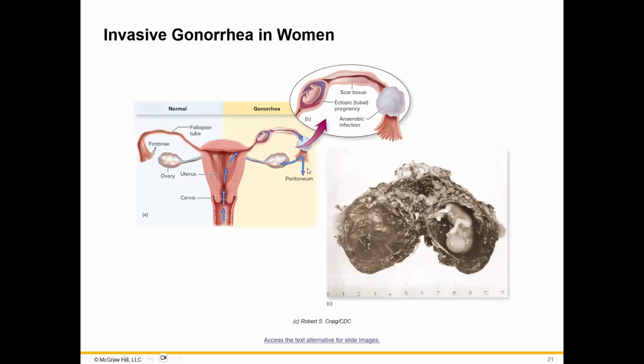This is a picture that is showing the inflammatory effect of invasive gonorrhea in women. And here we have a picture of the fallopian tube and the inflammation and scar tissue that's associated here, causing the fertilized egg to get stuck in the fallopian tube. This is a tubal pregnancy.